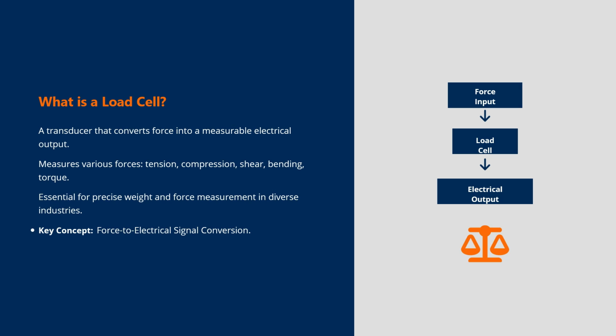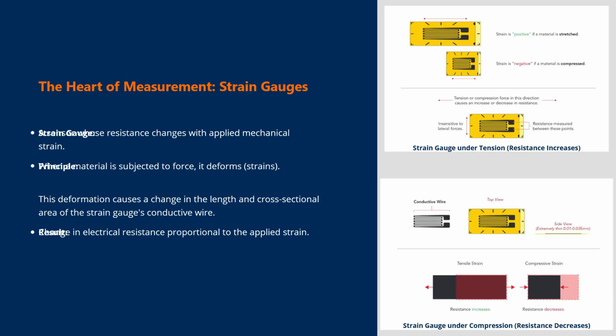The fundamental concept behind load cells is force to electrical signal conversion. Strain gauges are the core sensing element. The most common type of load cell uses a strain gauge sensing mechanism. A strain gauge is a sensor whose electrical resistance changes when mechanical strain is applied. When a force is applied to the load cell structure, the material slightly deforms. This deformation causes the strain gauge attached to the surface to either stretch or compress.